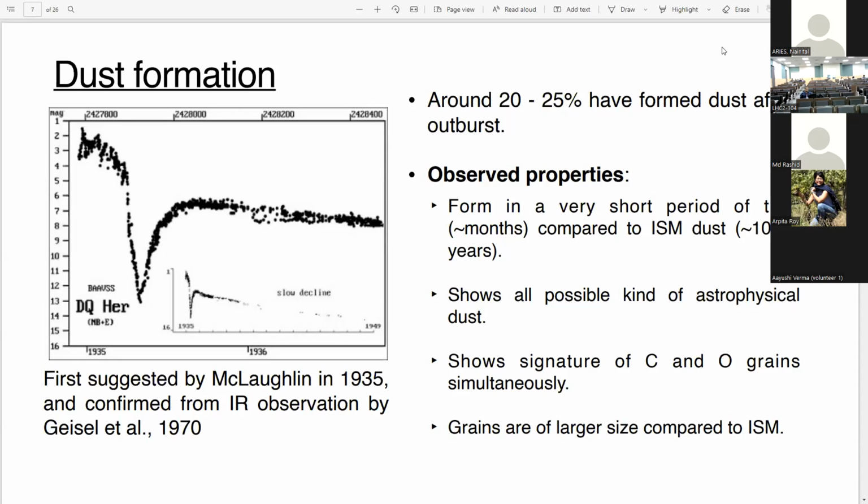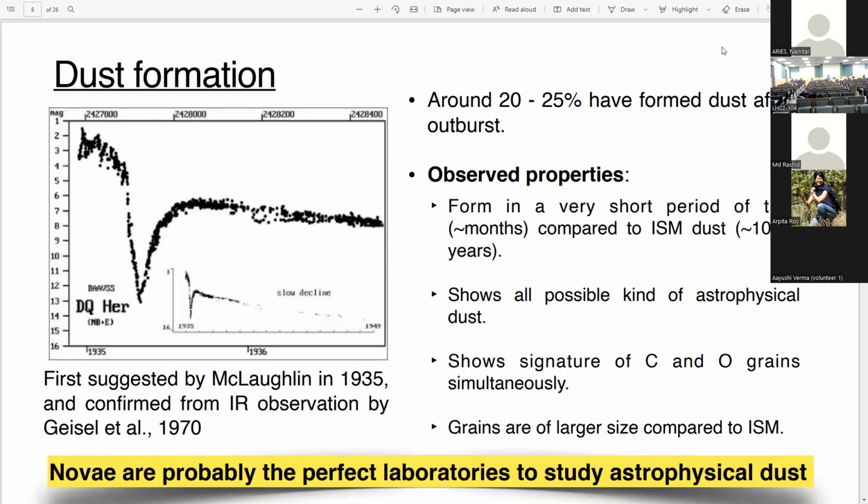Here you can see a light curve of a dust forming nova, DQ Her. As you can see, there is a sudden dip observed in the visual light curve. Using this light curve, the hypothesis was that we observe this dip because dust is forming in this system and this dust is obscuring the light. These systems can be perfect laboratories to study astrophysical dust. Why? Because observations have shown that the dust forms in these systems in a very short period of time, that is months, compared to ISM dust.